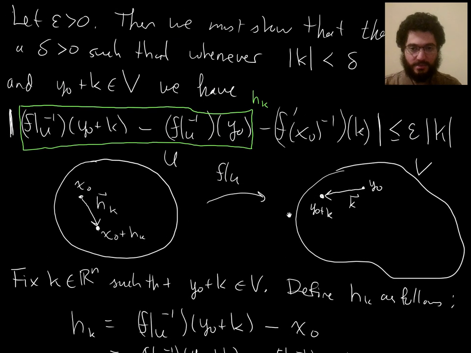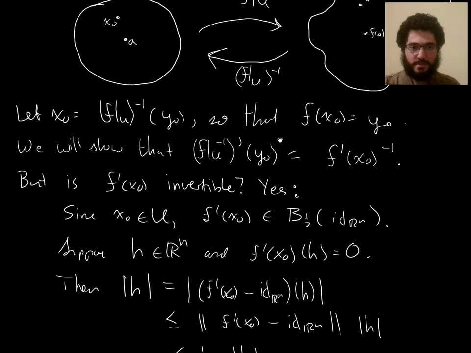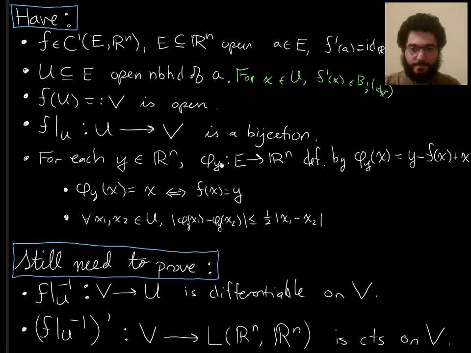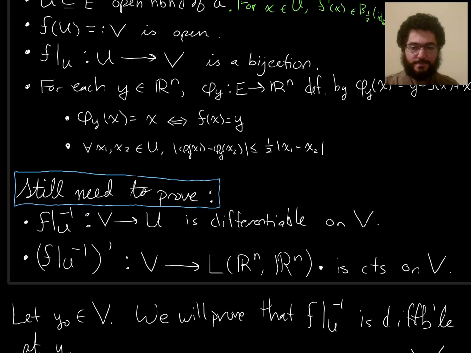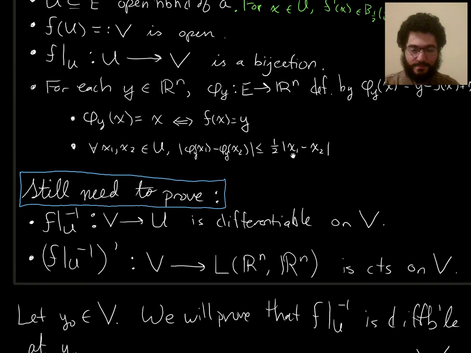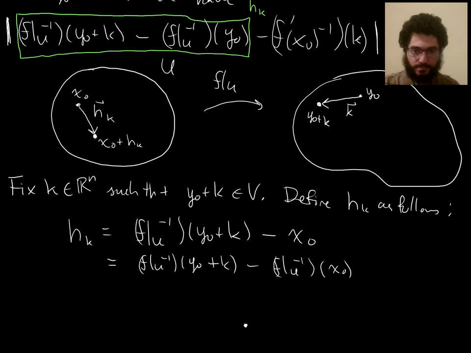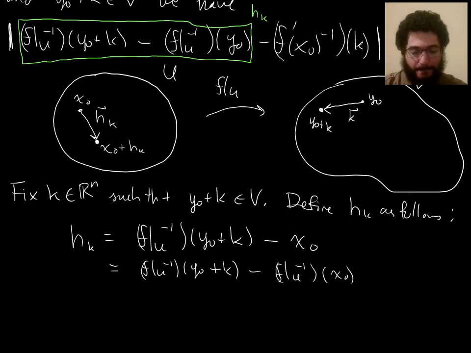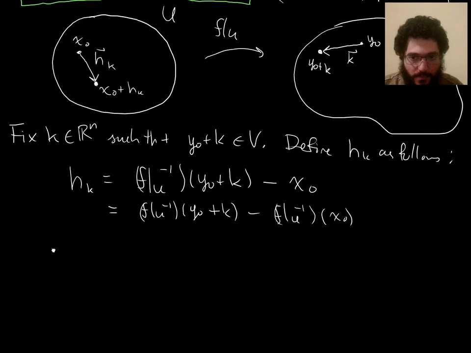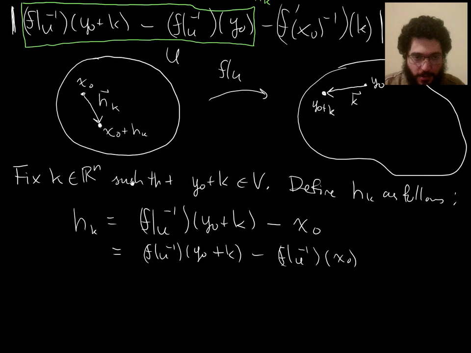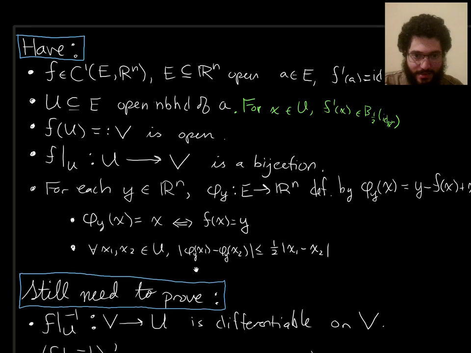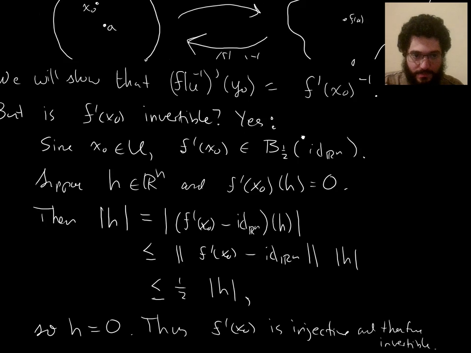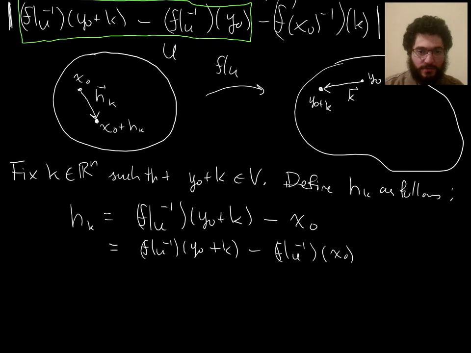Okay, so what will help us to control h sub k by using k is, going way back, this tool that we have, phi sub y. Remember this family of maps, it has these two really great properties. So we're going to make use of this property. That property is about any 2 points in U. It says that if you take any 2 points in U, then the distance between phi of one point and phi of the other point is going to be bounded above by half the distance between the 2 points. For any 2 points in U, this. And this works for phi sub y for any y. And I'm going to specifically focus on phi sub y naught.